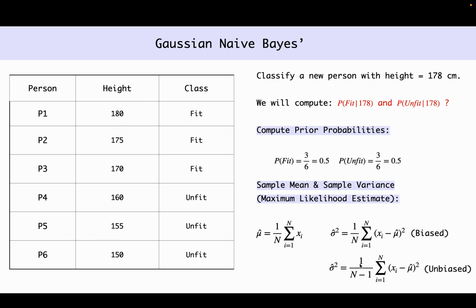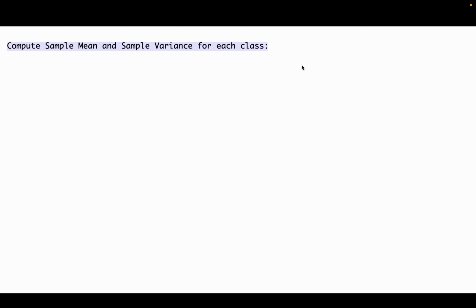In the main famous Python packages like sklearn, they use 1 by n, but for large values of n, it does not matter. Basically, we have these 2 estimates, and we are going to use this mean estimate and also the variance estimate to find out the Gaussian distribution and thereby compute the likelihood values. Let us compute the sample mean and sample variance for each class.